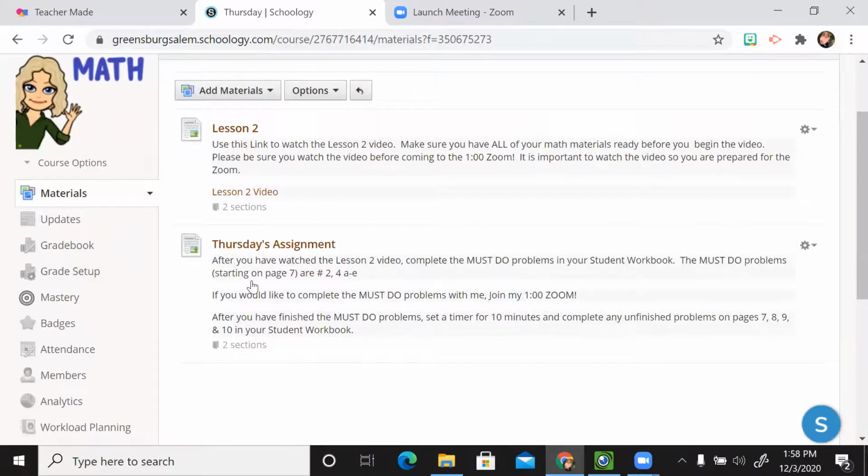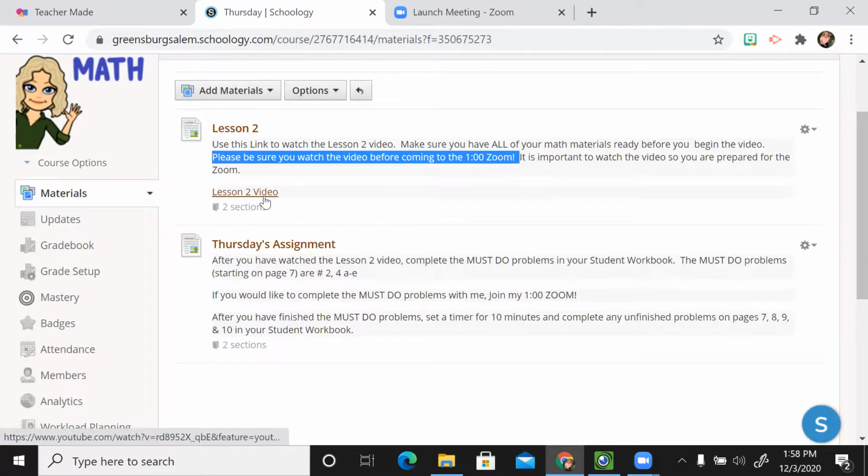So then you can see right here, it says, please be sure to watch this before coming to the Zoom, so you understand the concept or at least have some background knowledge. The video is right here for you to click on. Then here's your assignment. After you've watched the lesson 2 video, complete the must-do problems. Then I list them for you. If you want to do them with me, join my Zoom.